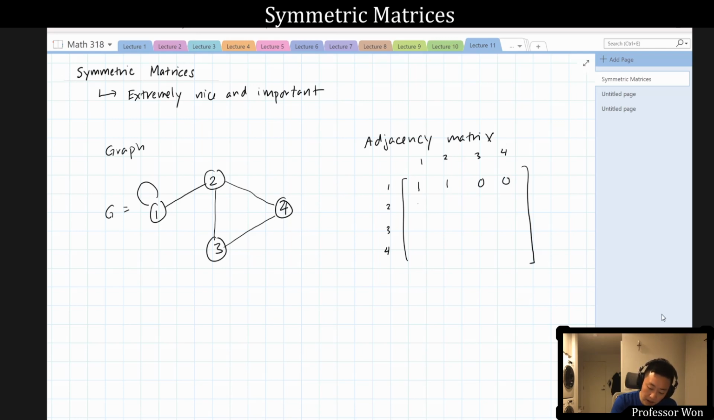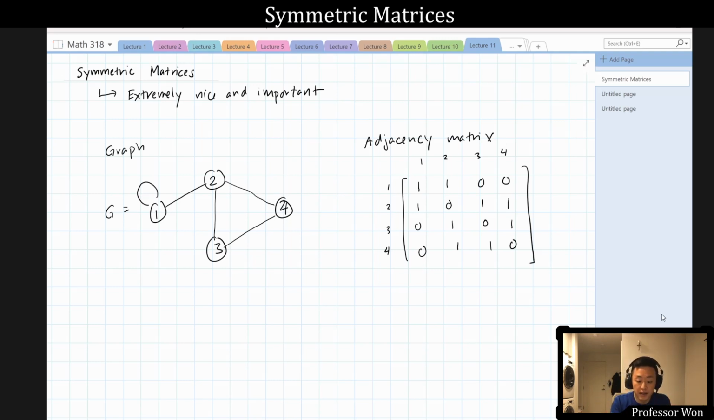2 is connected to 1 and 3 and 4, but not to itself. 3 is connected to 4 and 2. And 4 is connected to 3 and 2. Have I done this correctly? No, I haven't done this correctly because 2 is also connected to 4. And 4 is not connected to itself. There we go.